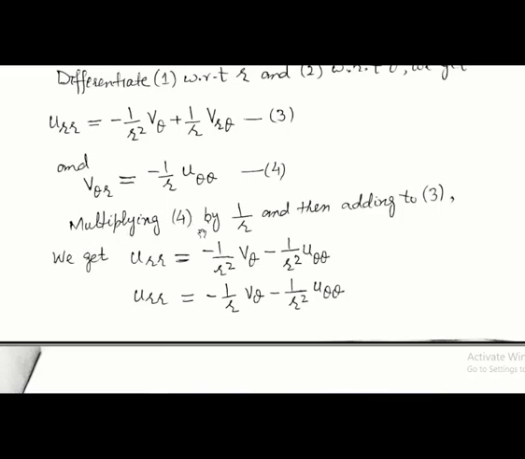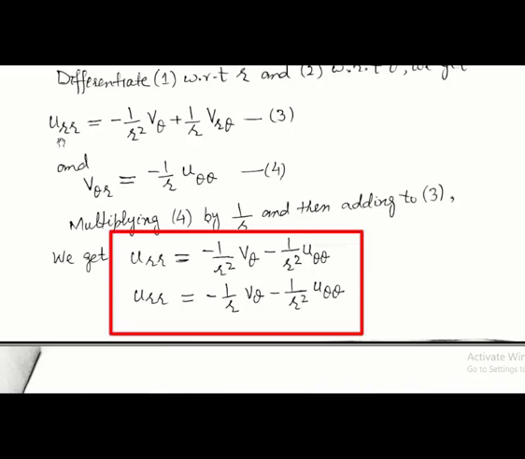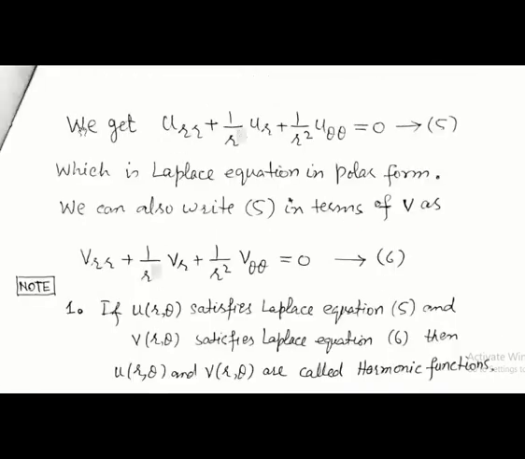Multiply equation 4 by 1 over r and then add to equation number 3. We get urr is equal to minus 1 over r square v theta, and in place of vr theta we replace minus 1 over r u theta theta, which will result in minus 1 over r square u theta theta. Therefore urr equals minus 1 over r v theta minus 1 over r square u theta theta. And finally we get urr plus 1 over r ur plus 1 over r square u theta theta is equal to 0, which is the Laplace equation in polar form.